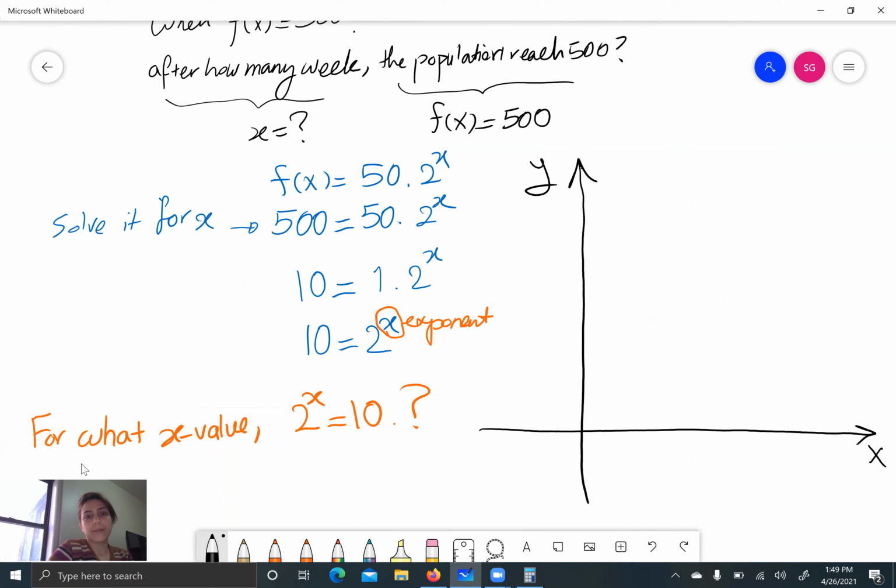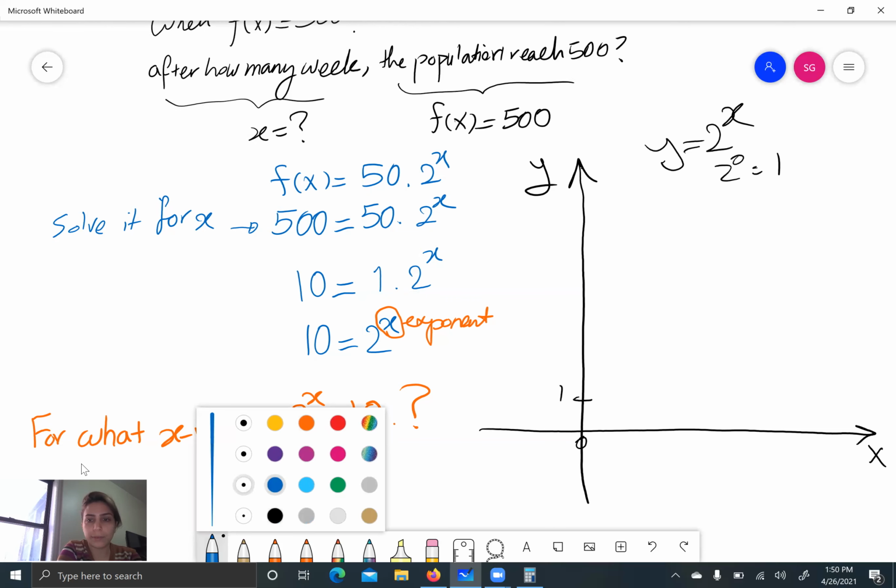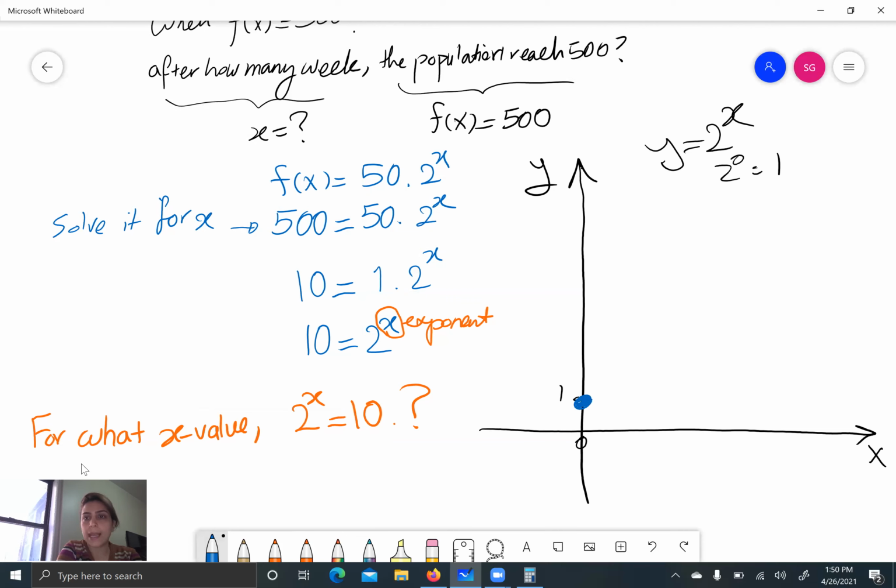So let's draw the graph of 2 to the x. That's my goal here. I'm going to draw the curve for 2 to the x and see if we can guess something about x. We know that when you put in 0, 2 to the 0 gives us 1. So at 0, we have 1, right? And then 2 to the 1 gives us 2. So for input value 1, the output is 2.